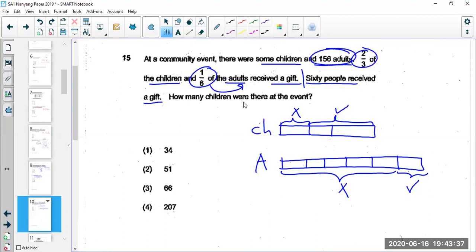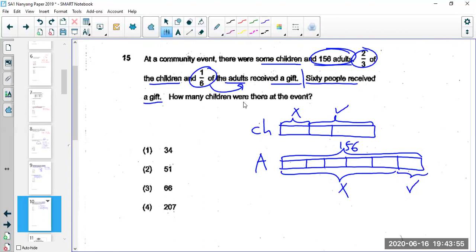And by the way, whatever sentence you can't draw, remember to go back. Any sentence you can't draw, you have to go back to the sentence and see whether you can draw out the sentence. So now can we put the 156 adults on the model? Yes, you can put the 156 adults on the model, right? Which is over here. See? And the model becomes clearer already.